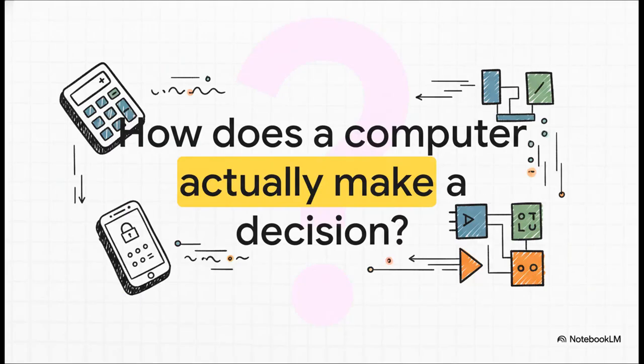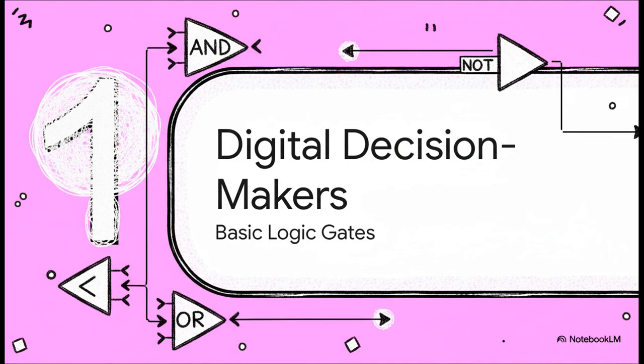I mean, really, how does a calculator know that 1 plus 1 equals 2? How does your phone know to unlock with the right passcode? You might think it's some kind of complex magic, but the answer is actually built from millions, even billions, of tiny electronic switches, all making basic yes or no decisions at an insane speed. And that's our starting point, the digital decision makers. We're about to meet the fundamental components, the absolute bedrock that makes all of this digital wizardry possible.